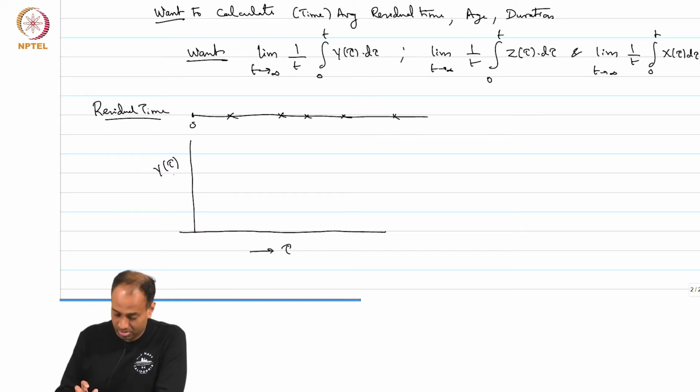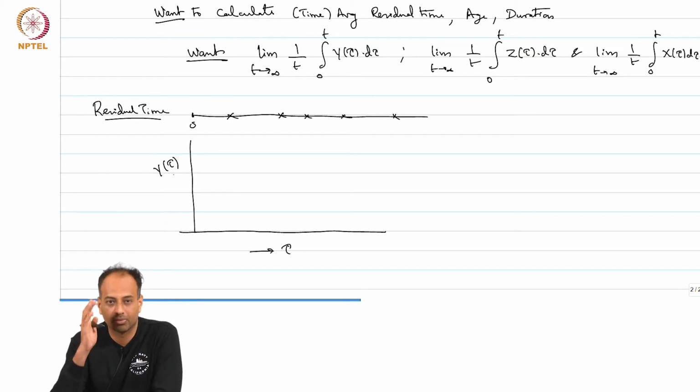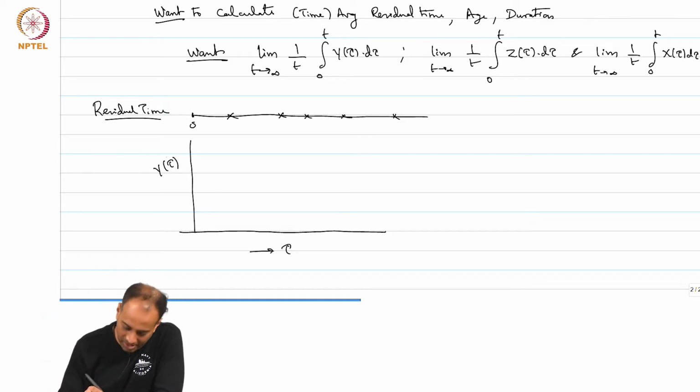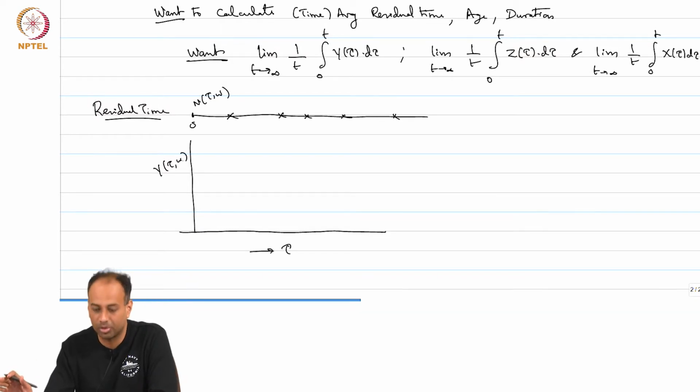So, at each tau, fix a time tau, I want to plot this function y tau, right. Let me, to be precise, say this is a particular omega. So, this is a particular realization of the process. Let me call this n tau omega, realized like this, and this is y tau omega for that realization of the process.